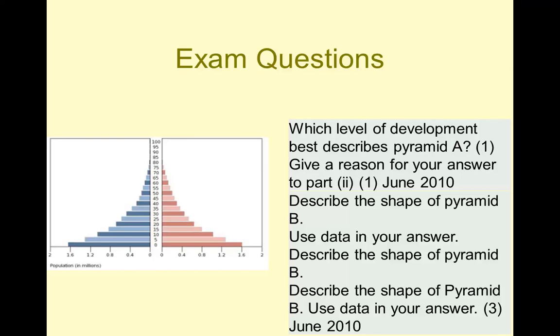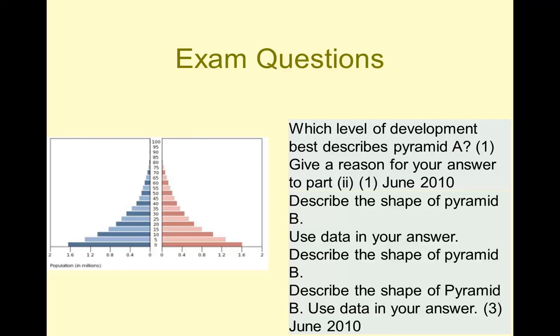So, the kind of things you should be getting. Number one, you would be expected to say that pyramid A is indicative of an LIC, or a low income country. Reasons for this: it has a very high birth rate, a very low life expectancy and a high death rate. The key thing you need to do is justify why. You need to say it's got a high birth rate due to it having a very wide base, or a very high death rate due to it having a very narrow top.